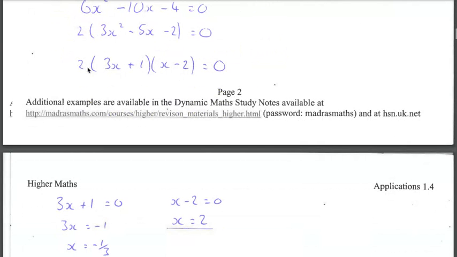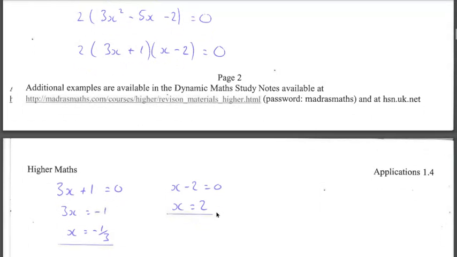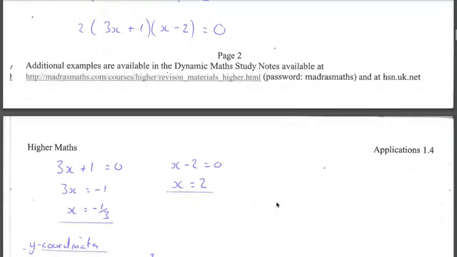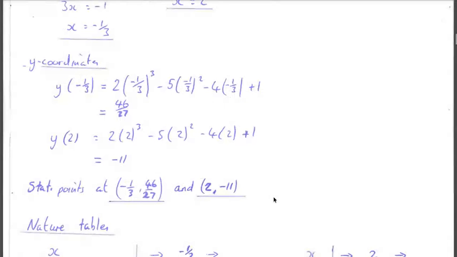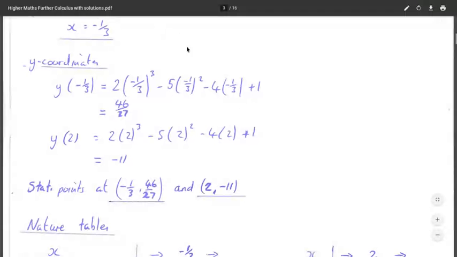Remember the 2 at the front, that is just a 2. If it said 2x at the front, then x could be 0. But it's just 2, so we don't get a solution from here because it's just a 2. So 3x plus 1 equals 0, or x minus 2 equals 0. So that gives our values of x. And then find the y coordinates to go with those x coordinates.